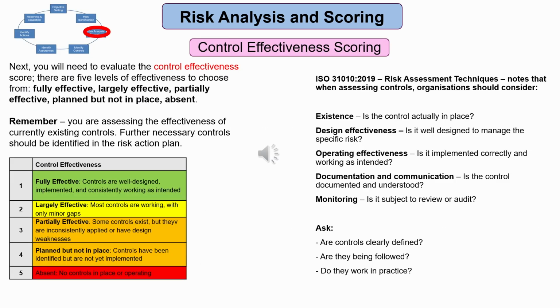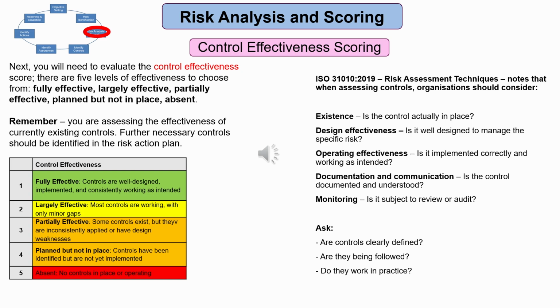The third dimension of the scoring process is the evaluation of the effectiveness of existing risk controls. There are 5 levels of effectiveness to choose from: fully effective, largely effective, partially effective, planned but not in place, and absent. Do please remember that for the risk's current score, you are assessing the effectiveness of currently existing controls. Further necessary controls should be identified in the risk action plan.